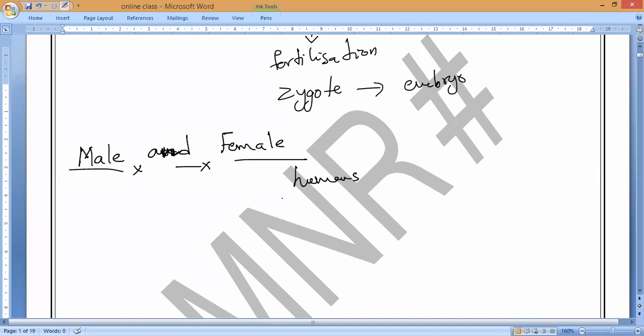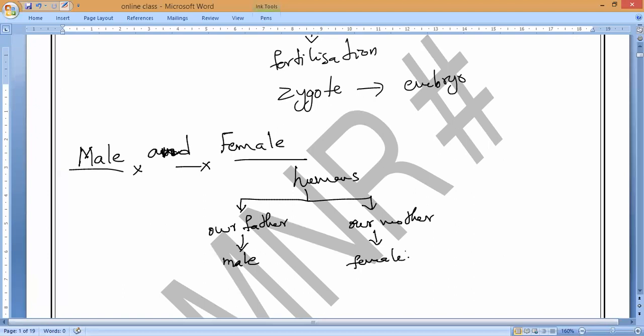If we take humans, you can start with anybody's father, my father or your father, everybody. Generally we can take it as our father. Our father is called what, guys? Male or female? He is called male. And our mother is called female.